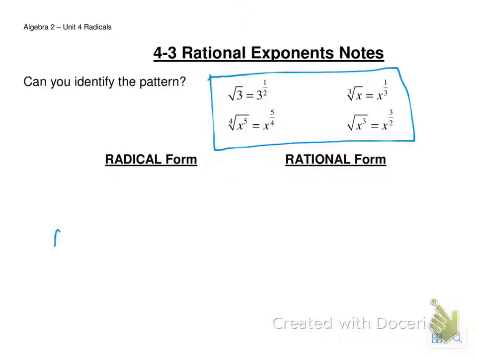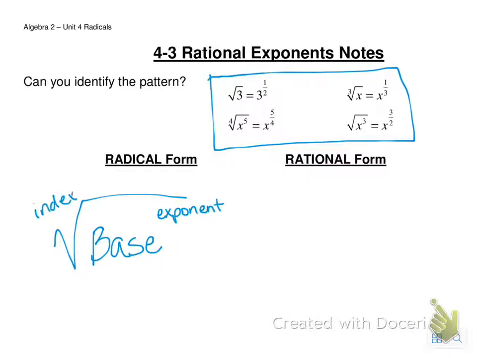Hopefully you see the following pattern. So we have the base and the exponent in the radical, and then we have the index on the outside, and then when I rewrite that, it's base to the exponent over index. So that fraction is the exponent over the index, which is exactly what we've been doing with the nth roots lesson.